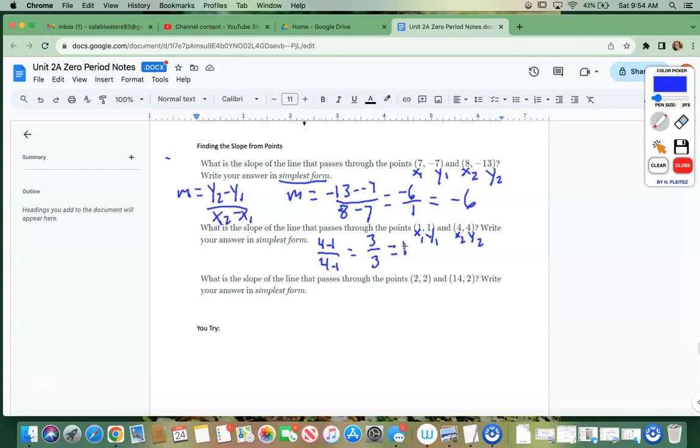After that, we have one more to practice. I'm going to let y'all try some. What is the slope of the line that passes through the points 2, 2 and 14, 2? So that's x1, y1 and x2, y2. Let's take them. So 2 minus 2 is that. 14 minus 2 is that. So we'd have 0 over 12. Well, what's 0 divided by 12? That's just 0.